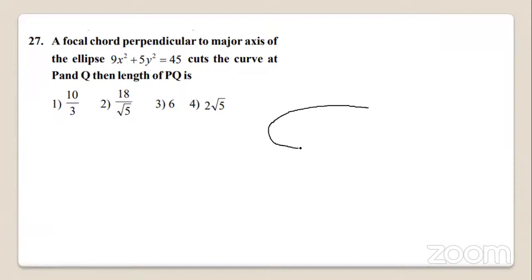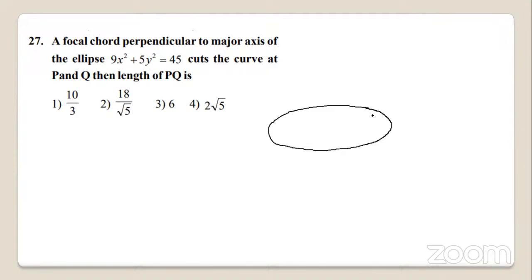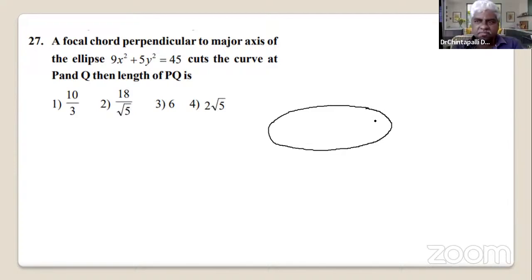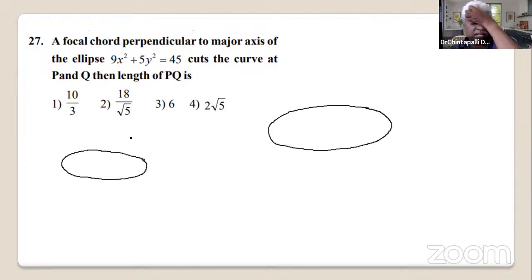Do you remember the formula for the length of the latus rectum? In a parabola, what is the length of the latus rectum? 4a. Here also there are formulas for the length of the latus rectum, but in two cases. In a parabola, the length of the latus rectum is 4a for all 8 cases. Parabola has 8 cases, ellipse has 4 cases.